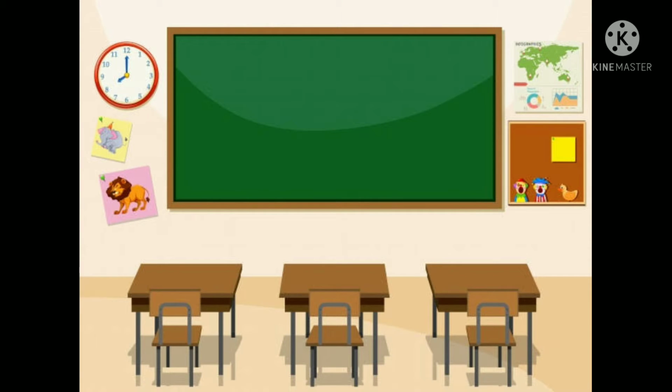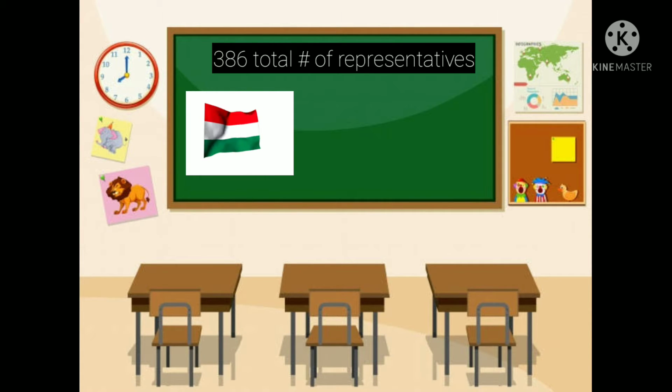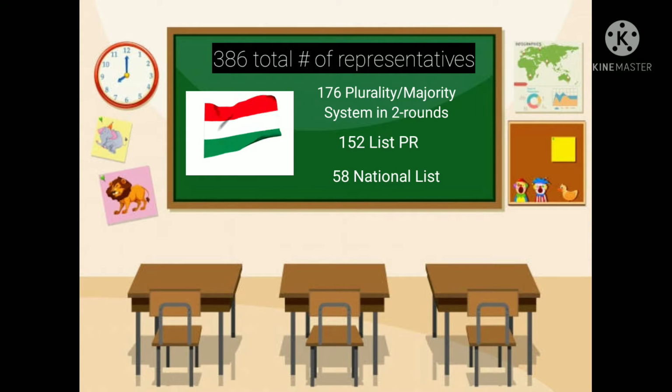However, it is possible to also have three tiers like Hungary, for example, because in Hungary there are a total of 386 representatives. 176 of them will be elected under plurality majority system in two rounds, another 152 for the list PR and 58 for nationalists. That is why many political scientists think that the electoral system in Hungary is complex.